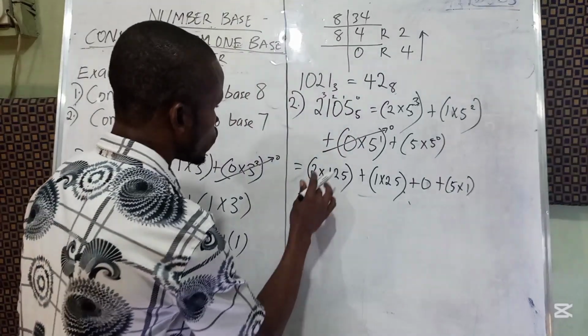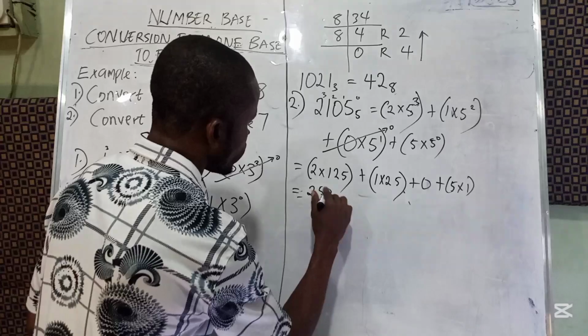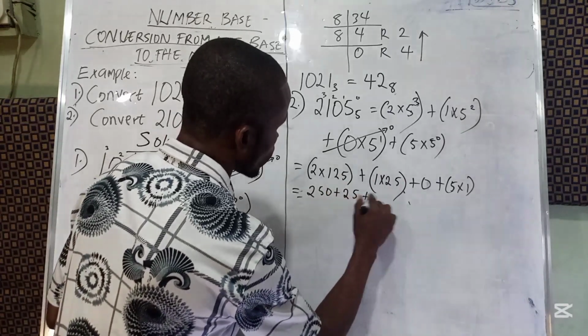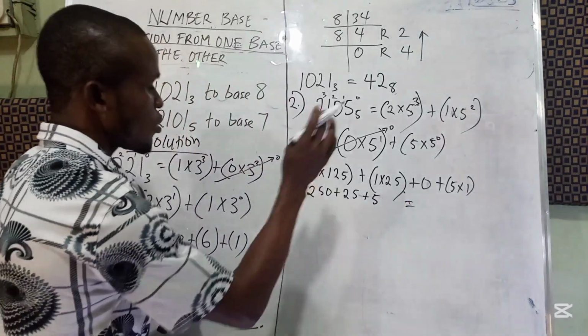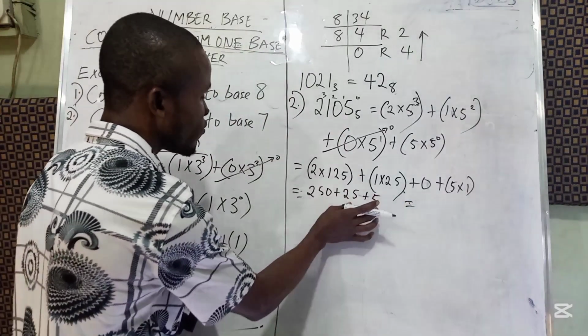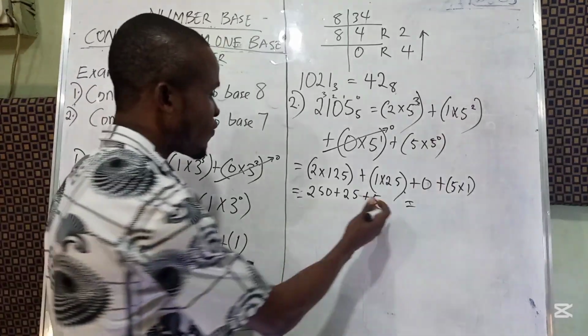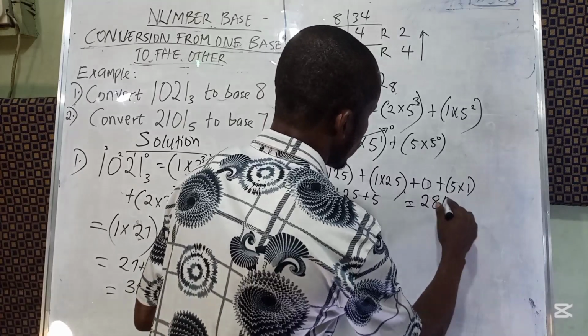So we have equals to 2 times 125 is equals to 250, plus 1 times 25 is 25, plus 5 times 1 is 5. So that's equals to, all right, let's add it. 250 plus 25 is 275, plus 5 is 280. So this is 280 in base 10.